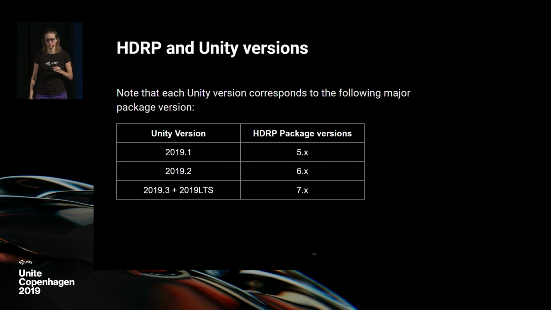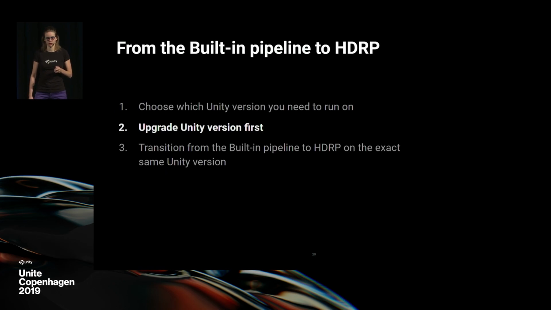Here's a tip. Each major version of the package means it's compatible with a version of Unity. So, for example, the 5 version, so 5.0.1 of the HDRP package, is compatible with 19.1. If I want something like right before for this feature on a 7 cycle, it means I need 19.3 and above. So, I know which version to use. Let's upgrade my project.